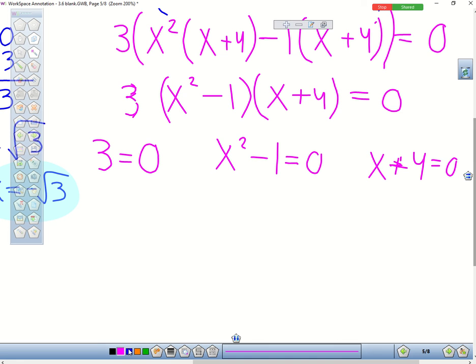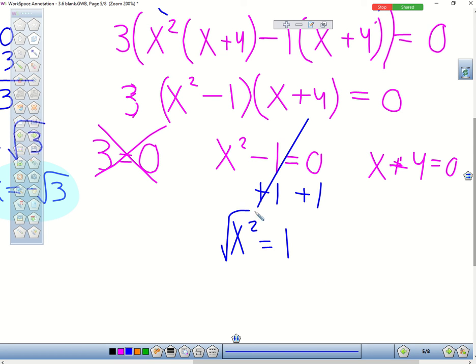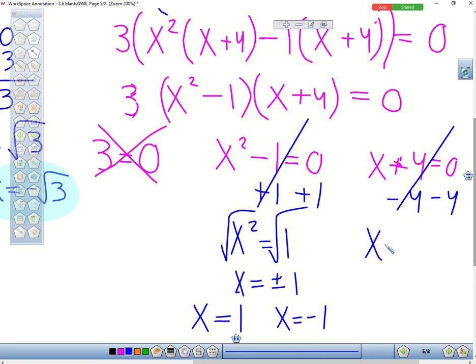So what happens to this first 3? Good, we can eliminate it. Over here I can add 1 to both sides. That gives me x squared is equal to 1. I can take the square root of both sides, which leaves me with x equals plus or minus 1, which means my two solutions are x equals 1 and x equals negative 1. And over here I can subtract 4 on both sides, which leaves me with x equals negative 4. So those are my final solutions on that. Any questions?